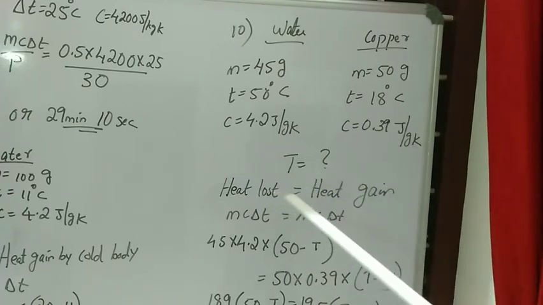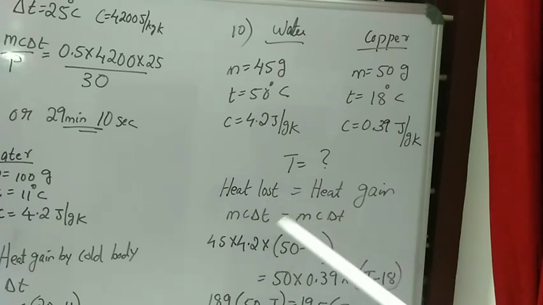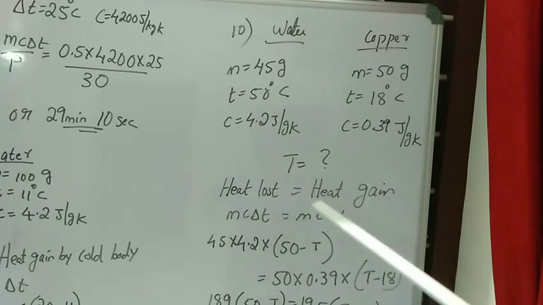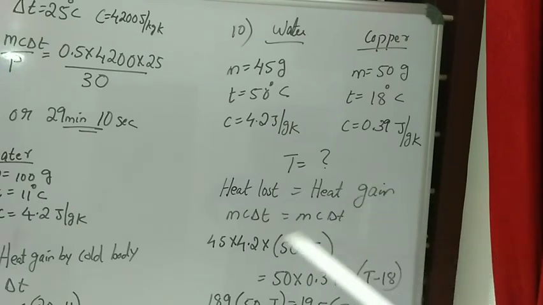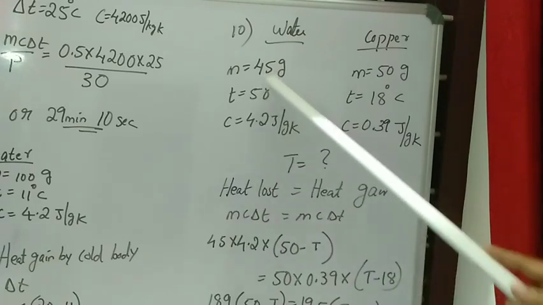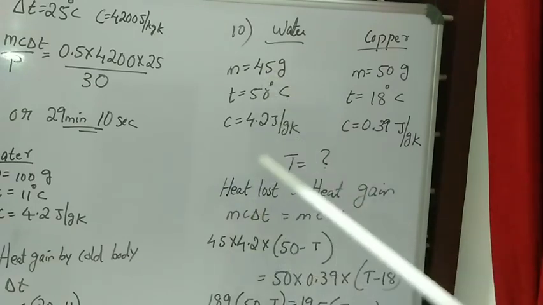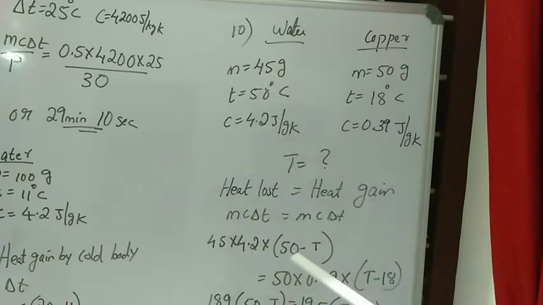Here you have to start with the basic formula. Heat lost by the hot body. You have to write the complete sentence. Heat lost by the hot body is equal to heat gained by the cold body. MC delta T equals MC delta T. Mass 45 into specific heat capacity 4.2 into delta T.